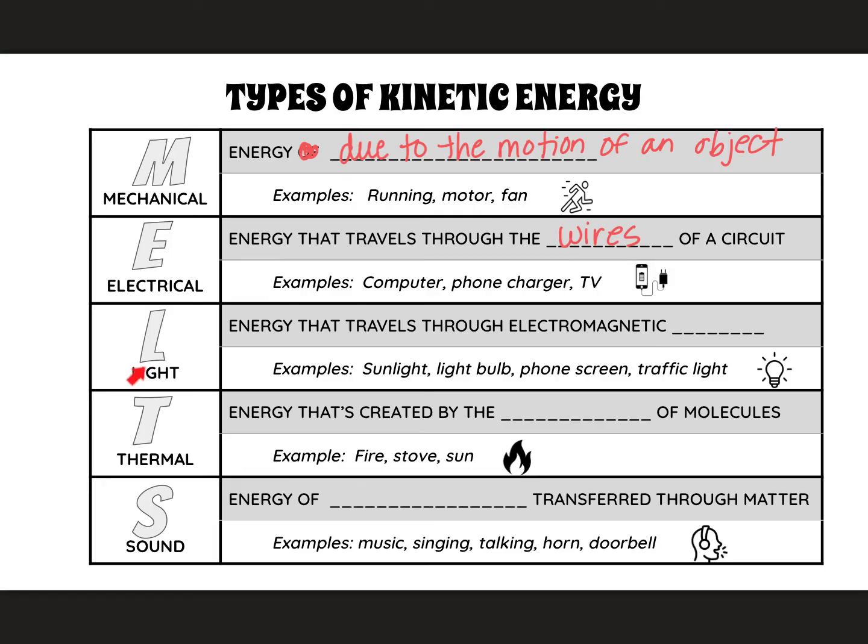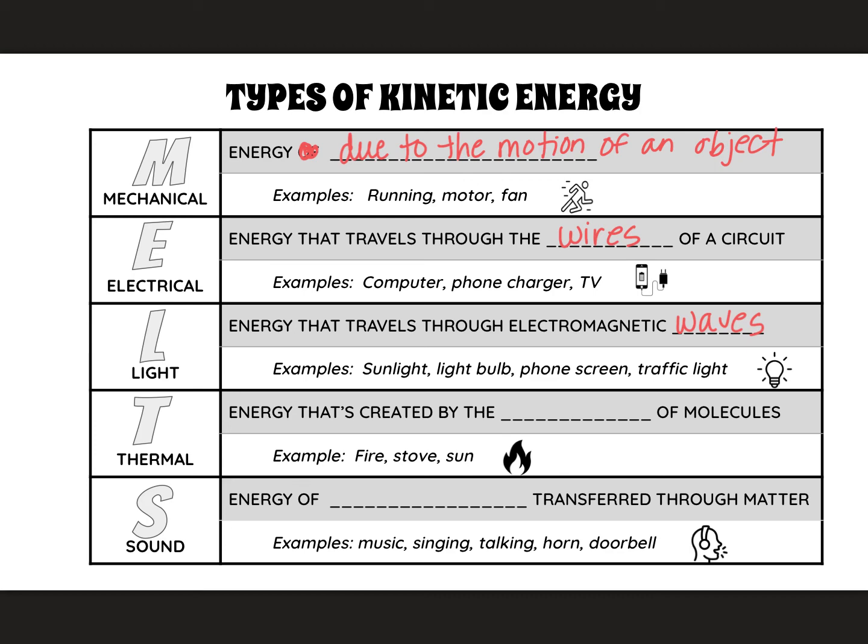L is for light energy. This is energy that travels through electromagnetic waves. Again, we don't actually see the waves, but we see evidence of them when anything lights up. So, for example, when you turn a light bulb on, it lights up the room. Or when you're looking at your phone screen, that is light energy.